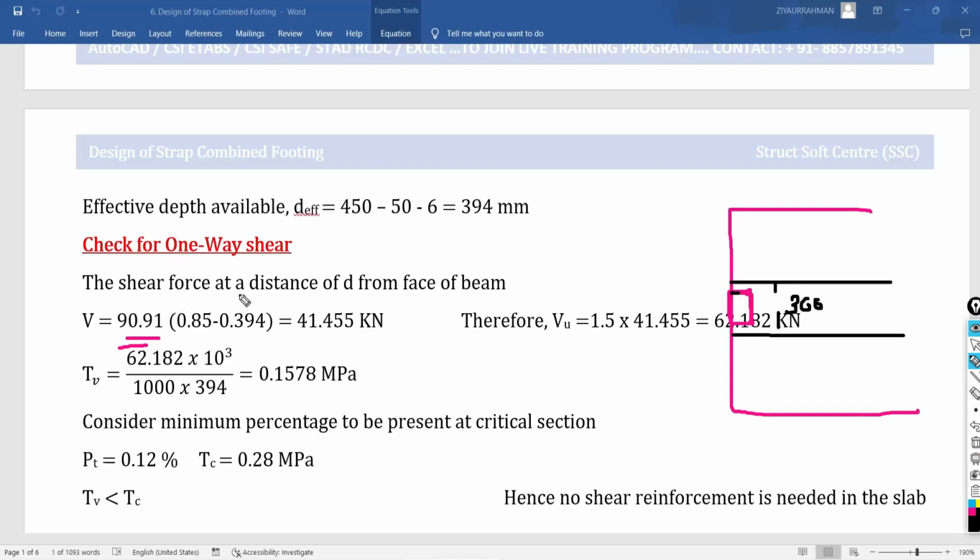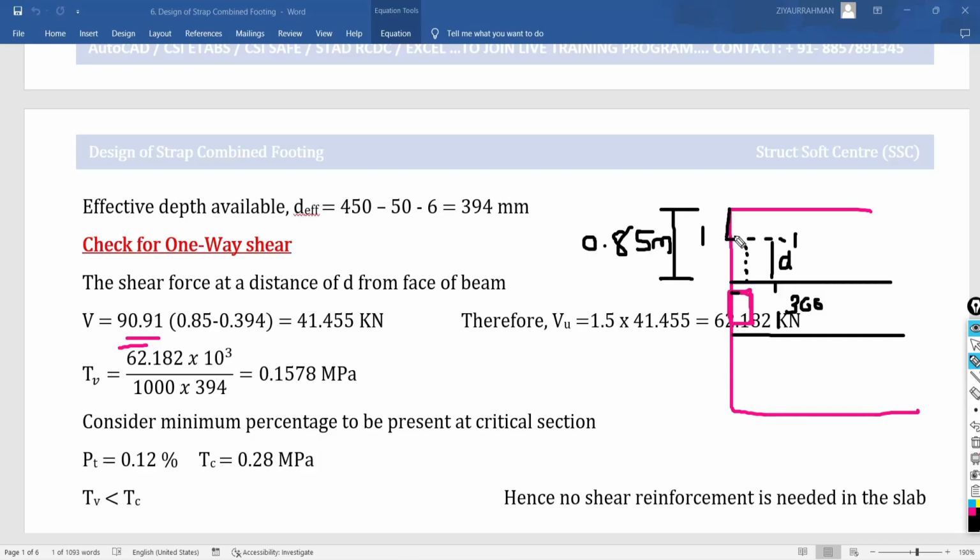Okay, so the shear force at a distance of D from the face of the beam, this is the one-way shear section. I am going to consider the one-way shear section which is at a distance of D from the face of your beam. So upward soil pressure, and this total projection is how much? We have earlier calculated it as 0.85 meter. This much projection from the face of the beam up to the edge in the transverse direction. So 90.91 upward soil pressure multiplied by 0.85 minus this effective depth.